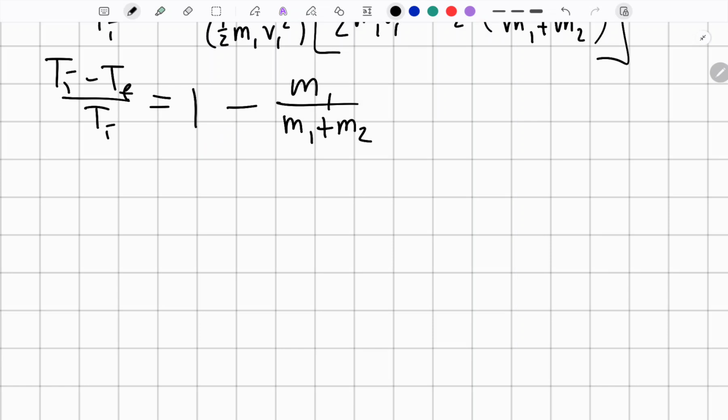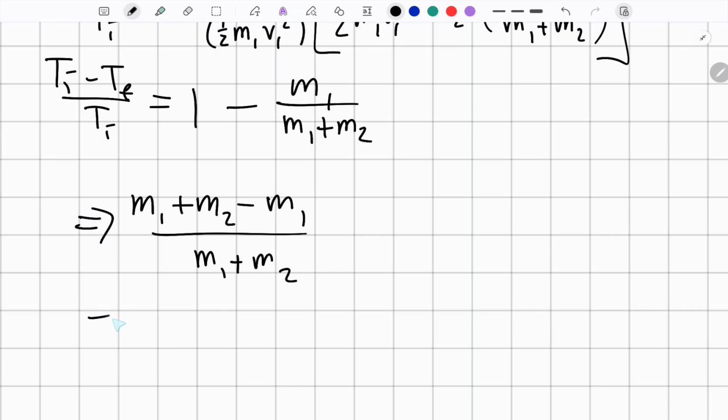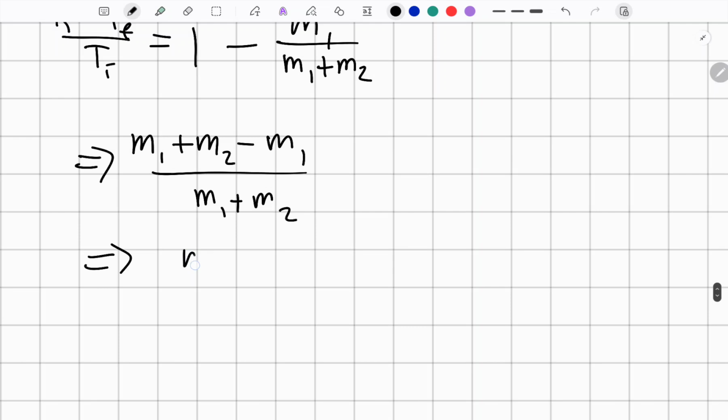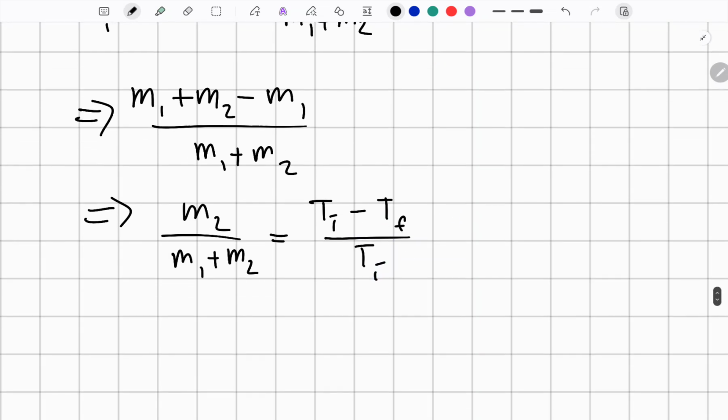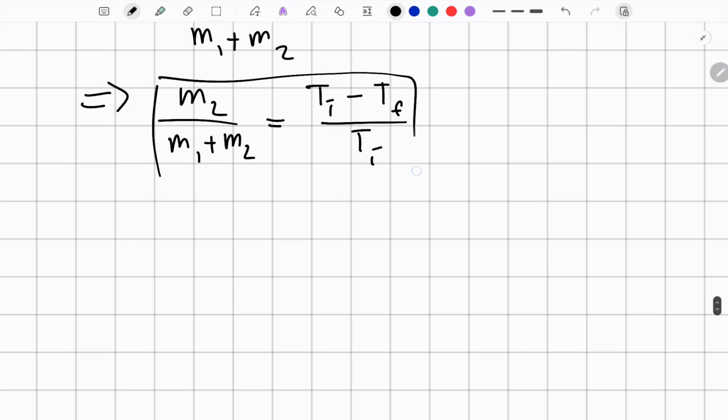Okay, so we can put this all into one fraction. You have m1 multiplying by the denominator to get a common denominator: (m1 + m2) minus m1 over (m1 + m2). Now we can simplify this out. We're just going to have m2 over (m1 + m2) equals our initial kinetic energy minus our final kinetic energy over the initial. This is the loss as a fraction of the initial. So this is exactly the expression we need.